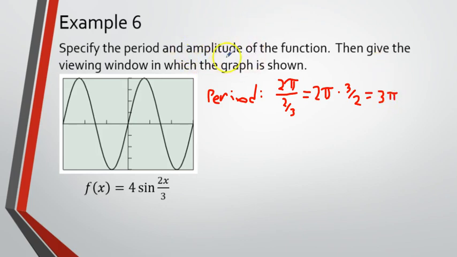Second, we talked about the amplitude. The amplitude comes from the value that's out front of the function being multiplied. So make sure you take the absolute value of it, but in this case, our amplitude is just going to be 4.